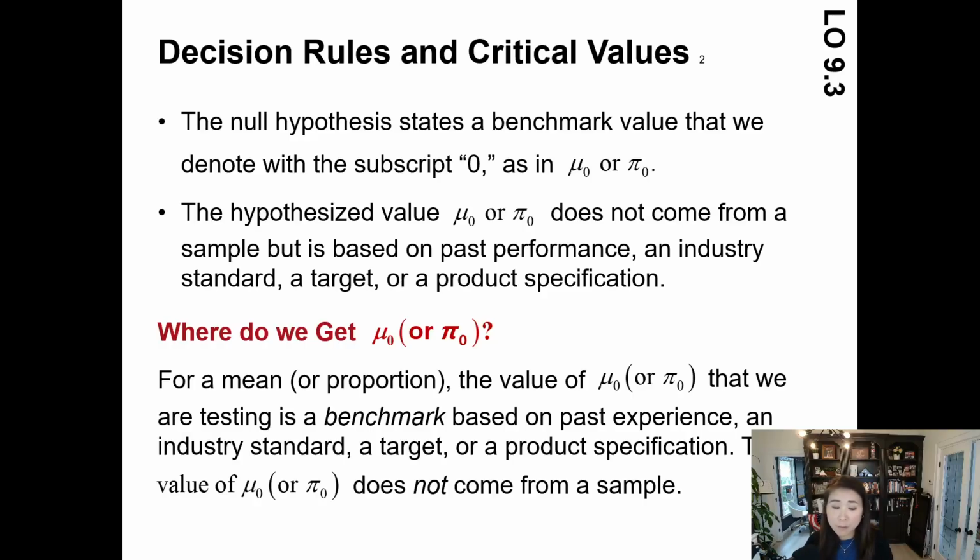The hypothesized value does not come from a sample, but is based on past performance, an industry standard, a target, or product specifications. So that comes from your idea. You have some kind of thoughts, and you build up this hypothesized value. Okay, where do we get mu0, the benchmark value? The value of mu0 that we are testing is a benchmark based on past experience, an industry standard, a target, or a product specification. So the value mu0 does not come from a sample, because later on we're going to use the sample to structure the statistic to test my population.